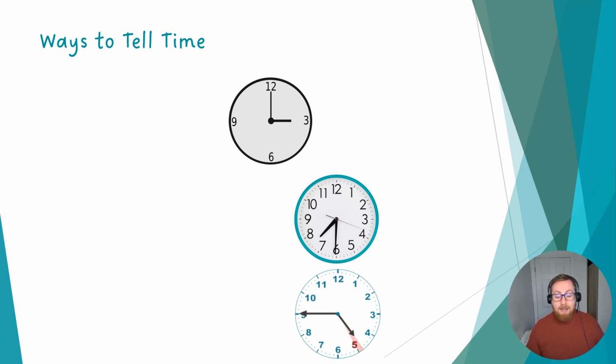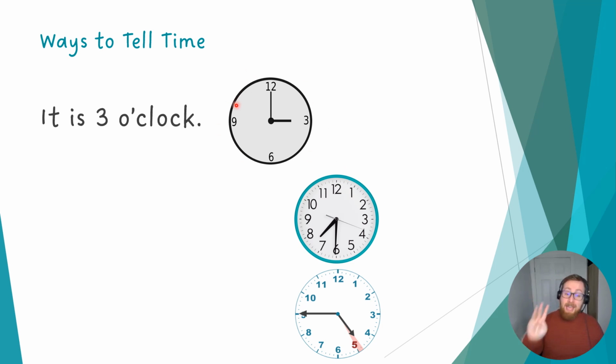Let's try to guess the times. What's this time here? It's 3 o'clock. In English, if we are on the hour, we call it 3 o'clock. We always use o'clock on the hour. 12 o'clock, 1 o'clock, 2 o'clock.